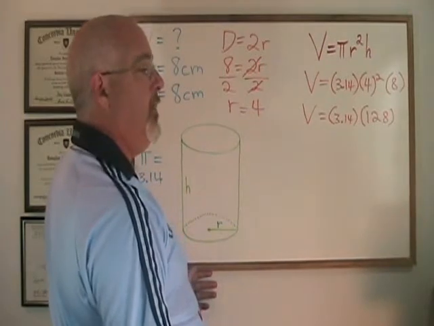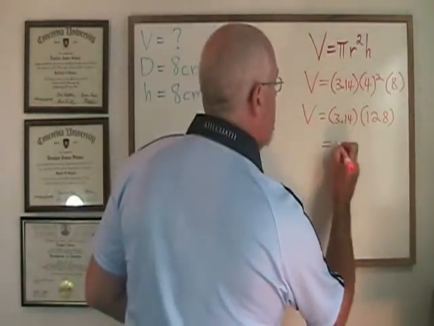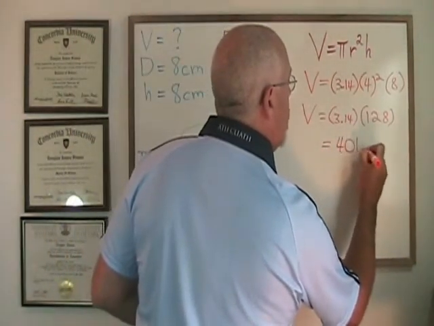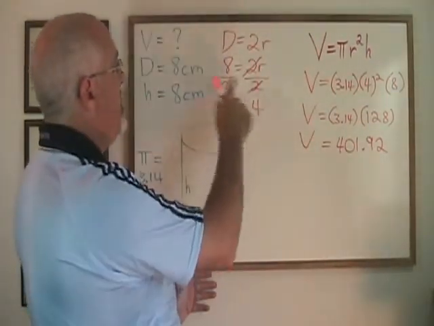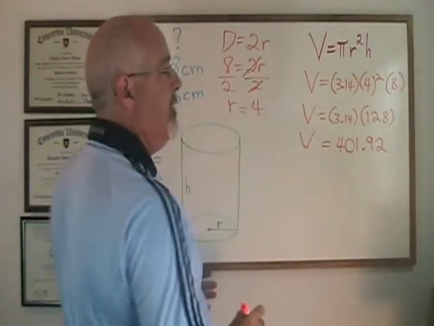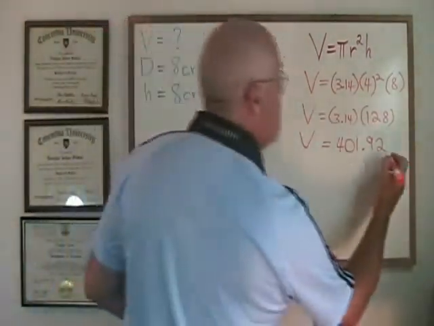And 3.14 times 128 is 401.92. Because these measures were in centimeters, this volume is 401.92 centimeters cubed.